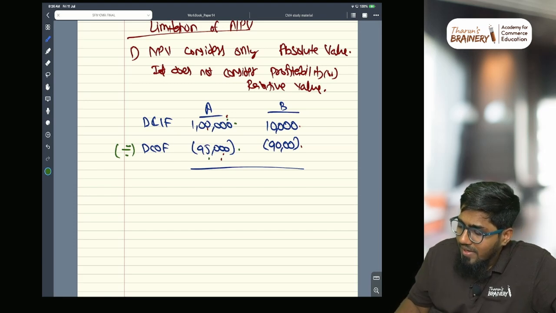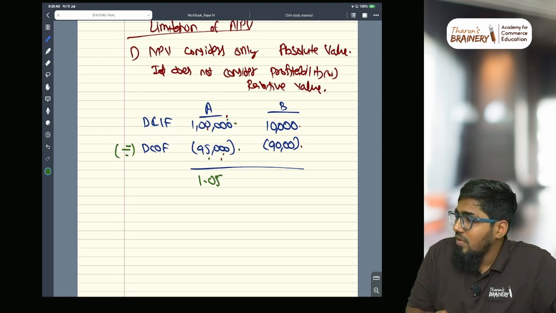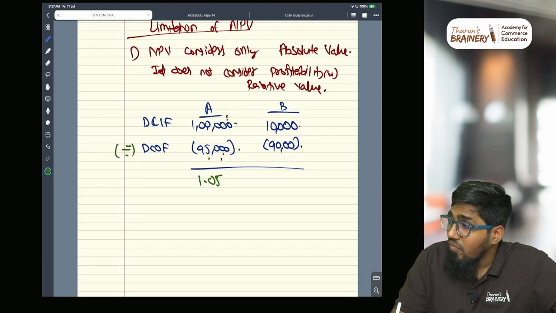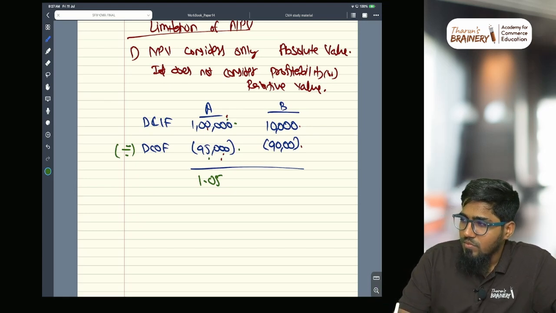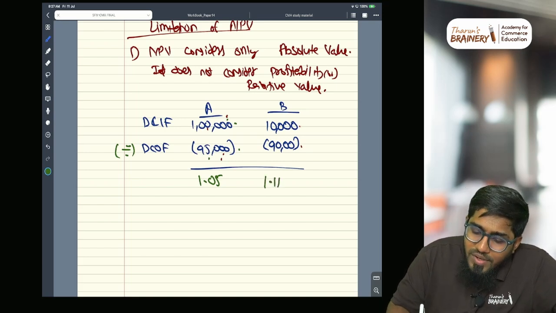1 lakh divided by 95,000. How much are you getting? You are getting 1.05. It is not 0.95. I am not doing outflow divided by inflow. I am doing inflow divided by outflow. And here, the next one, 10,000 divided by 9,000. How much are you getting? 1.11.